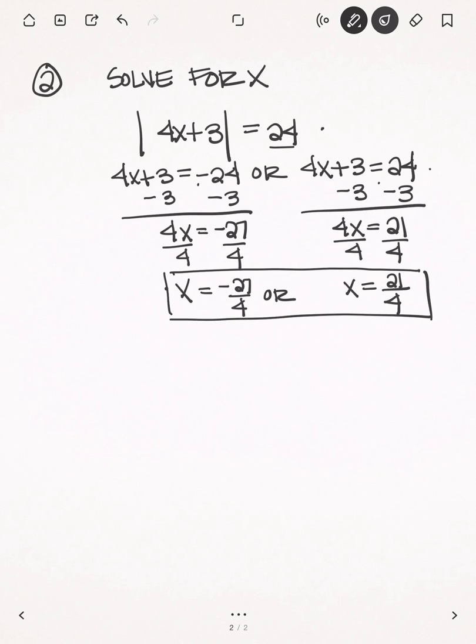All right, next page. In the next 3 problems, we are going to simplify. Number 3. Suppose you have x to the 5th times x to the -3 times x to the 7th. Now, there's a couple different ways we could do this problem.